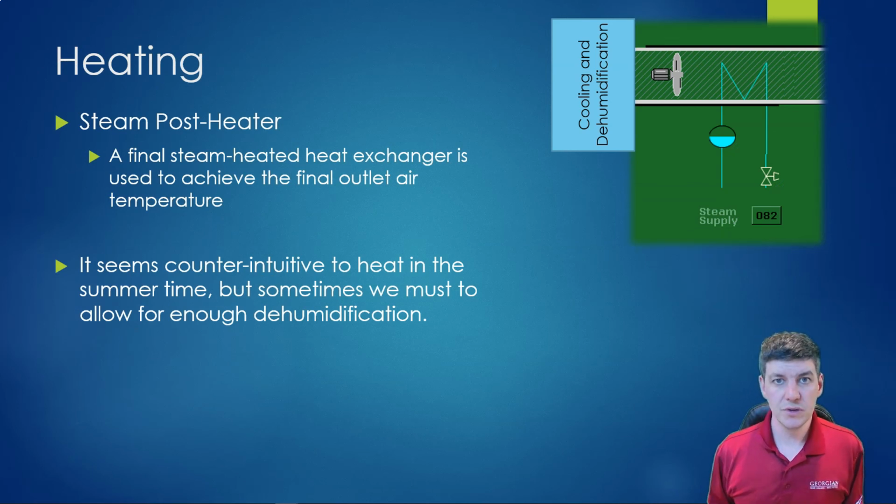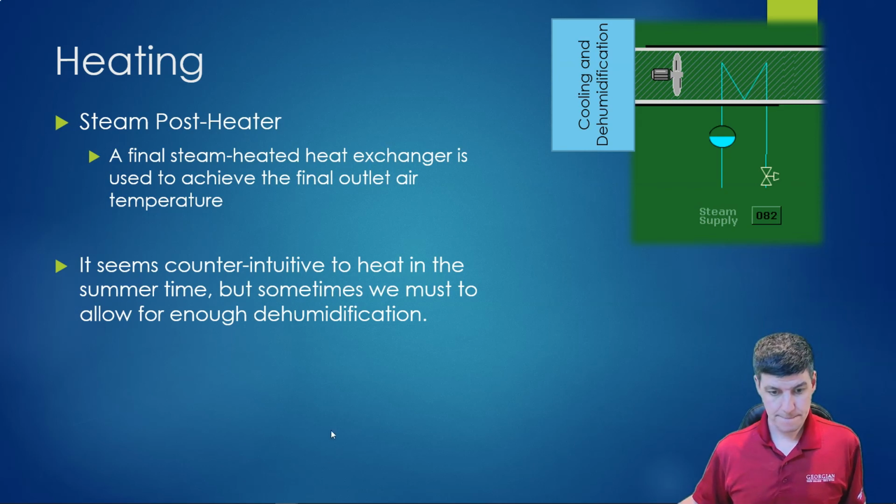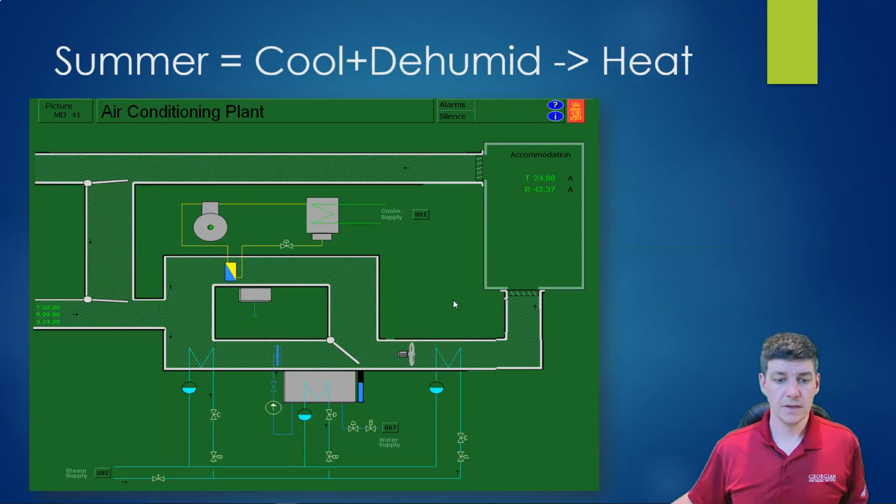It's sort of counterintuitive in the summertime that we may rely on heating, but in order for us to get our air back to comfort conditions, we may need to do that. And so we would do that after the fact, after we cooled and dehumidified the air. We'd warm it back up in order to make it comfortable. So as a summary, our summer conditions, we bring in air, we cool it and dehumidify it, and then we use heating afterwards to make sure that we have met our comfort conditions.